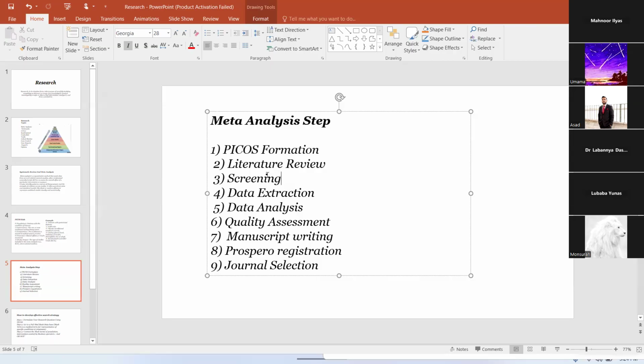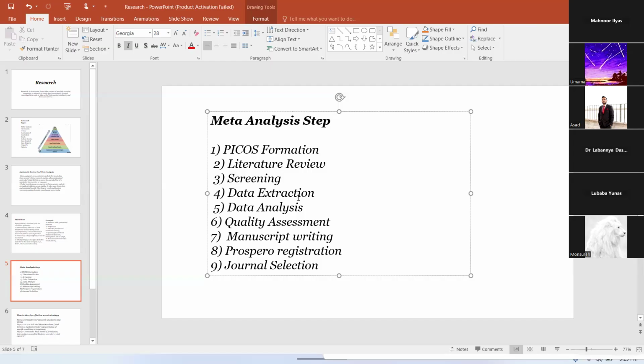Okay, once you are done with the literature review and you are confirmed that your topic is viable, the next step is screening. As I told you before, if we are doing a meta on a particular topic, we have to collect all studies according to that PICO, and then pool the results of those studies. So we have to screen all articles available on different databases like PubMed, Embase, Scopus, and others.